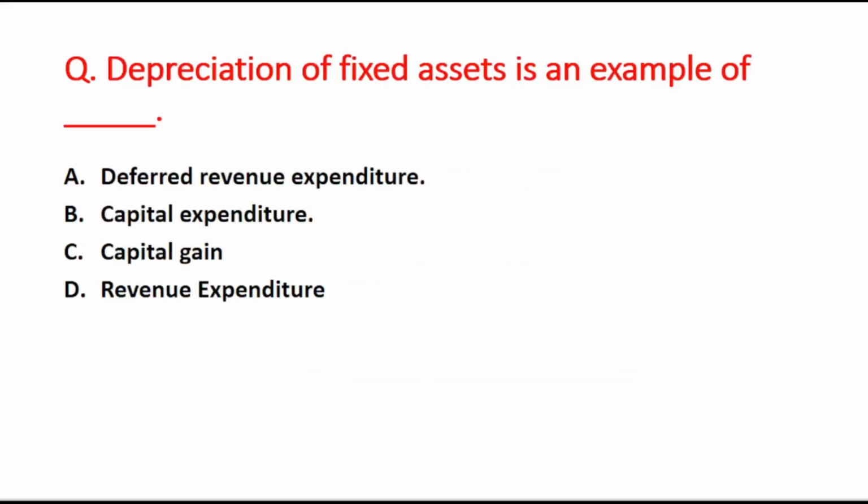Next is, depreciation of fixed assets is an example of blank. A option is deferred revenue expenditure, B option is capital expenditure, C option is capital gain, and D option is revenue expenditure. The right answer is option B, capital expenditure.